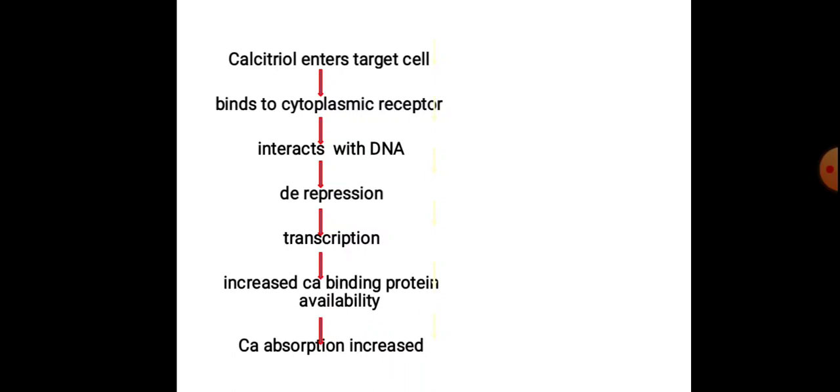The calcitriol enters the target cells and binds to the cytoplasmic receptors. This receptor calcitriol complex then interacts with the DNA, and it causes de-repression, and then transcription occurs, and there is increased calcium binding protein availability, and thus calcium absorption is increased.